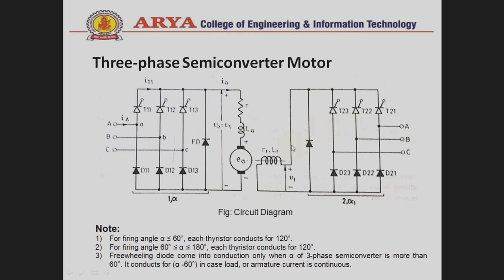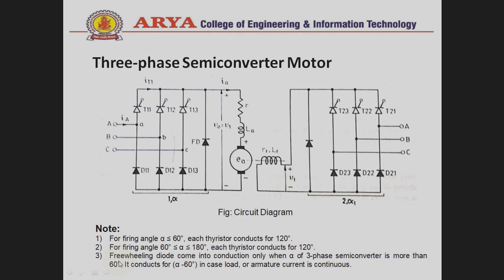This type offers one quadrant operation. Before discussing the working, we make an assumption for the firing angle alpha: if alpha is less than 60 degrees, then each thyristor conducts for 120 degrees. If alpha is greater than or equal to 60 and less than or equal to 180 degrees, each thyristor conducts for 120 degrees, and the freewheeling diode only works when the three-phase semiconductor conduction is more than 60 degrees.